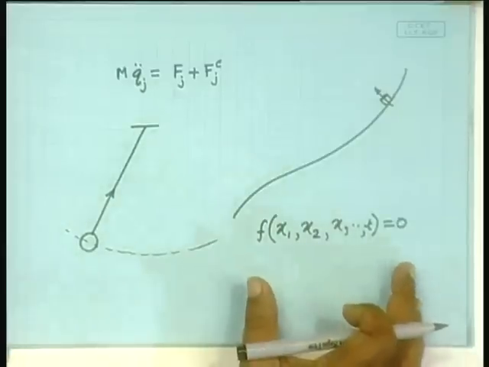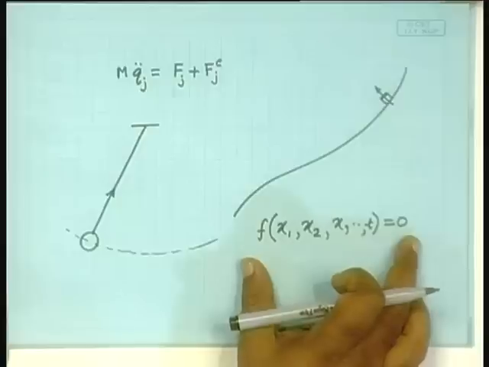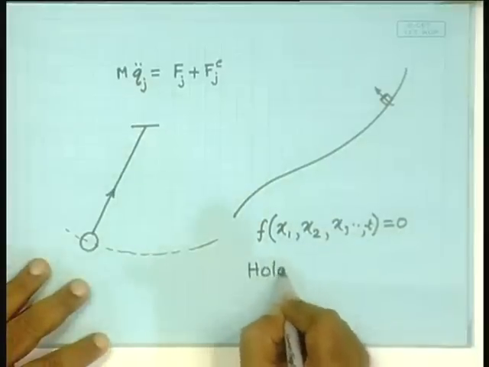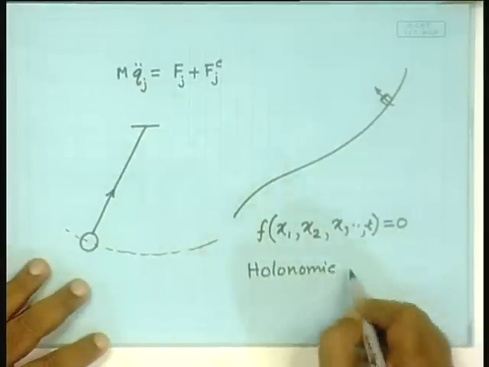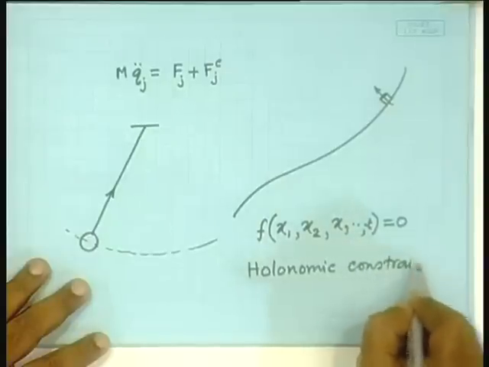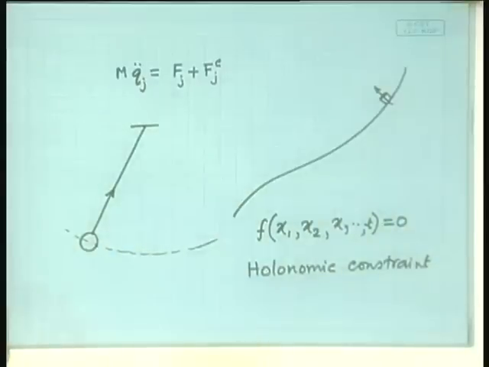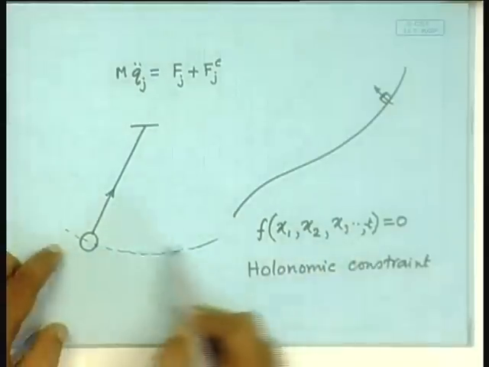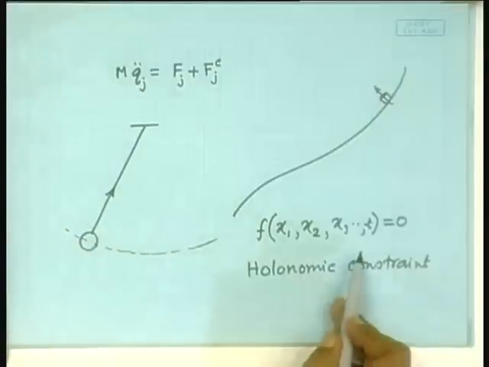Now, any constraint that can be expressed in this form is known as a holonomic constraint. Remember this word. Some holonomic constraints do not need this term t, that is, it is independent of time, like this, and some holonomic constraints will need additionally this concept of time, the dependence on time, but both are holonomic constraints.